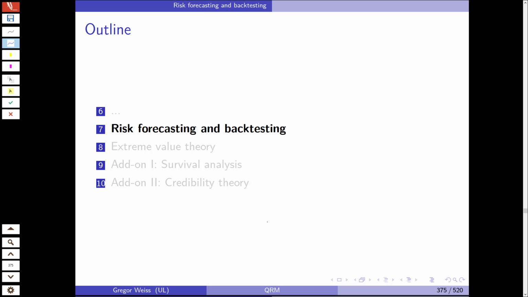And these three methods are frequently used in practice. So it's Monte Carlo simulation, historical simulation, aka using the empirical distribution function, and the variance-covariance approach, aka normal distribution. So this is chapter 6 on risk measures and a little bit about backtesting, and we'll go deeper into risk forecasting and backtesting in section 7.